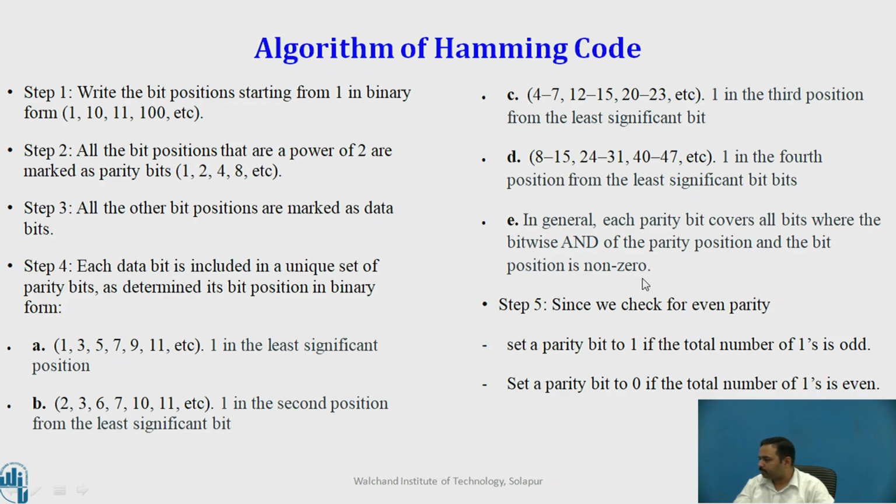Step 5: since we check even parity under Hamming code, set the parity bit to 1 if the total number of 1s is odd, so that we get even parity. If there is an even number of ones already, then we set the parity bit as 0.